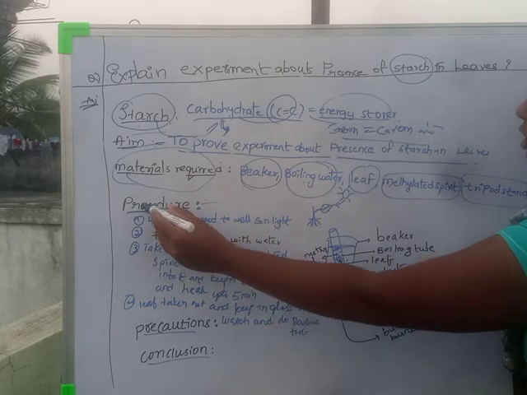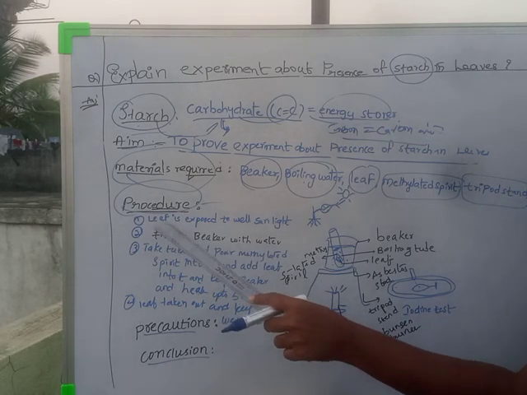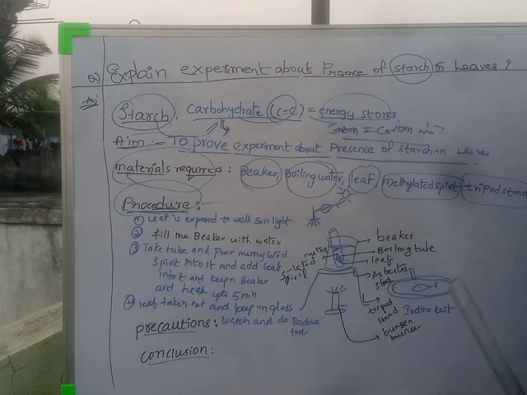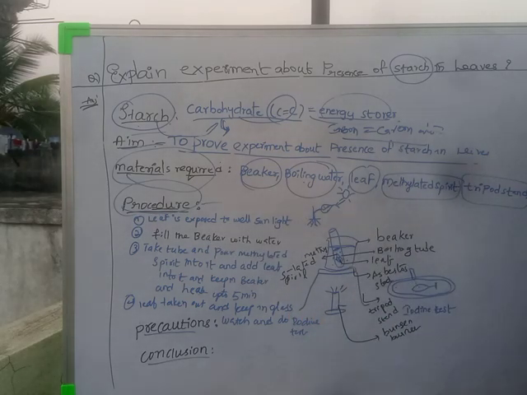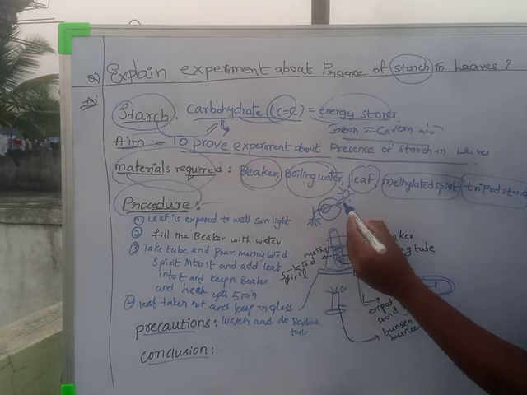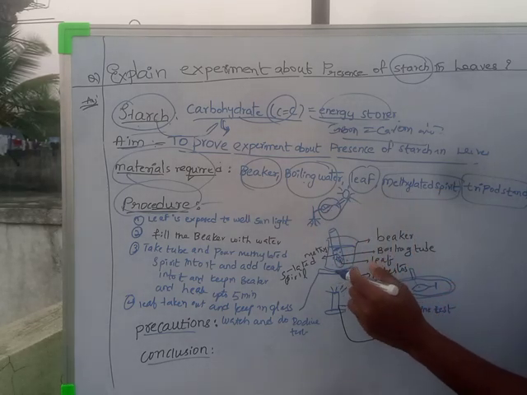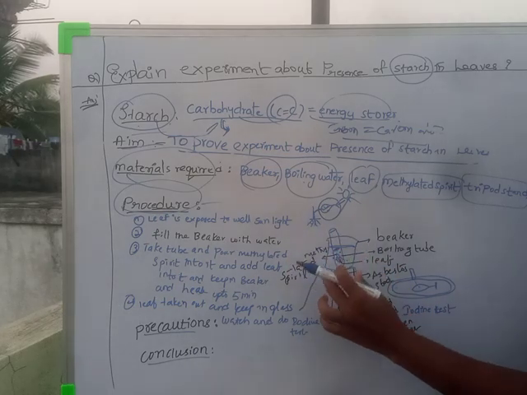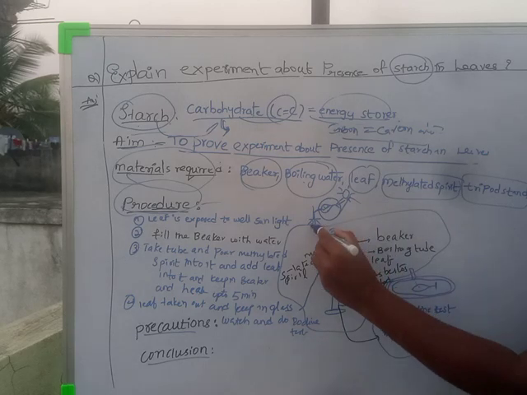Now the procedure. First of all, we have to select a plant with a well exposed, well green and thin leaf, which is exposed to the sunlight one day before our experiment. We have to expose that leaf to the sunlight one day before the experiment. Next, we have to set up the experiment like this.